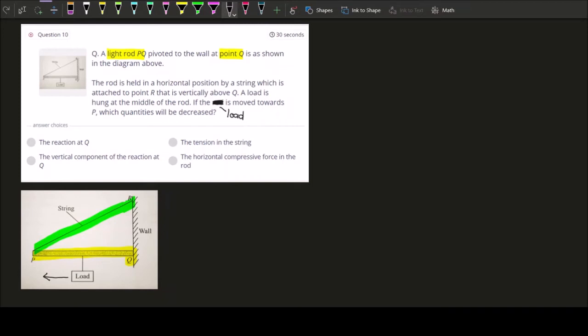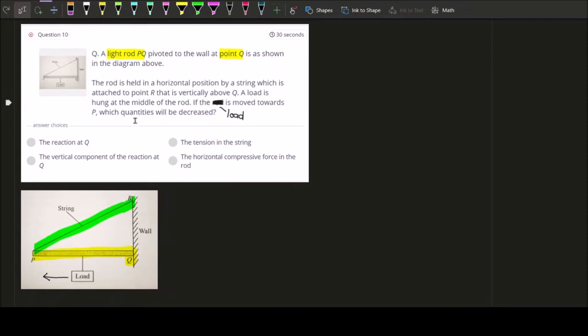Which quantity will be decreased? Okay, if this wording is changed and you think you are able to solve the question, then take a pause, solve the question. Okay, if not, then let's continue with me.